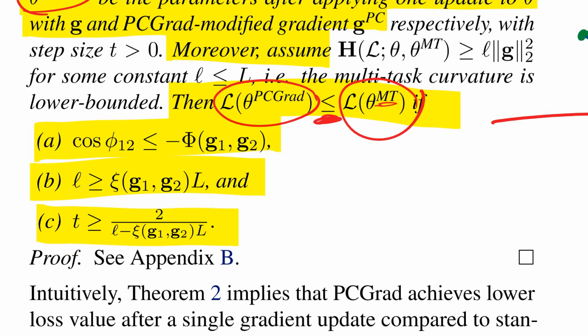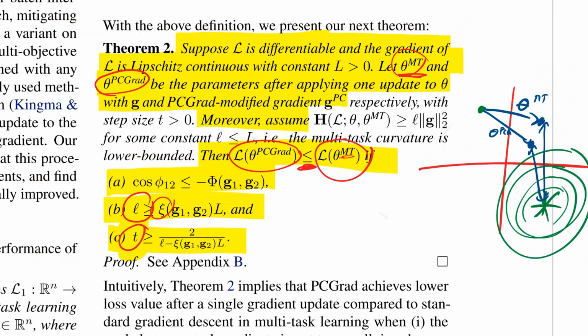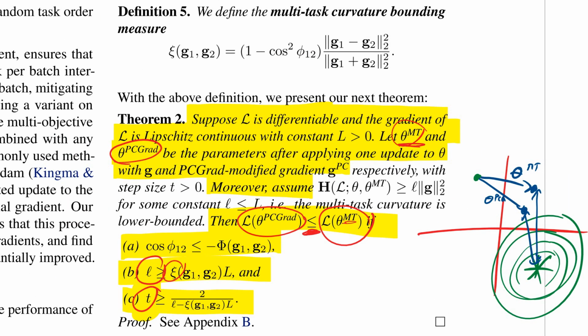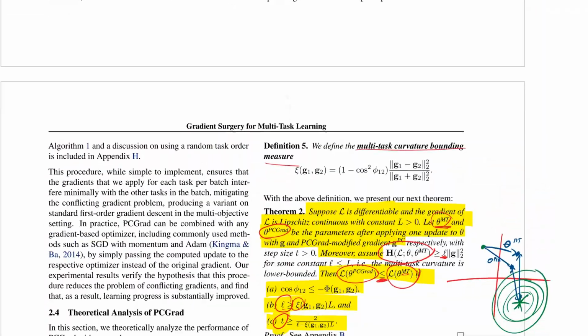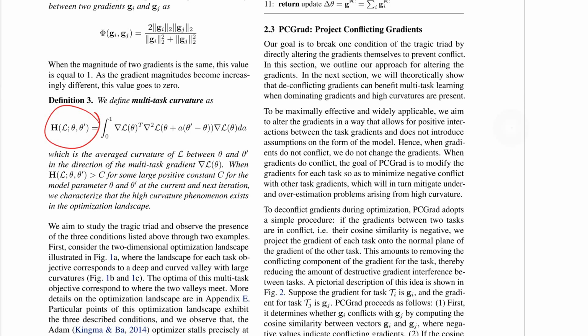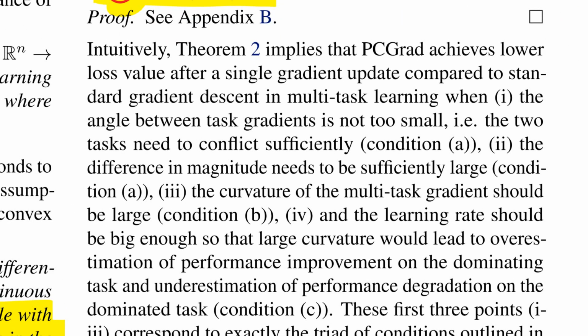So let's go from the back. The third one is a condition on the step size, and you can say the step size needs to be large enough. This here is a condition on this epsilon. It is a curvature bounding measure, and that is compared to little l, a constant that must be smaller than h, and h up here is the curvature. So it depends on the curvature fulfilling some condition. They state down here that the curvature of the multitask gradient should be large.